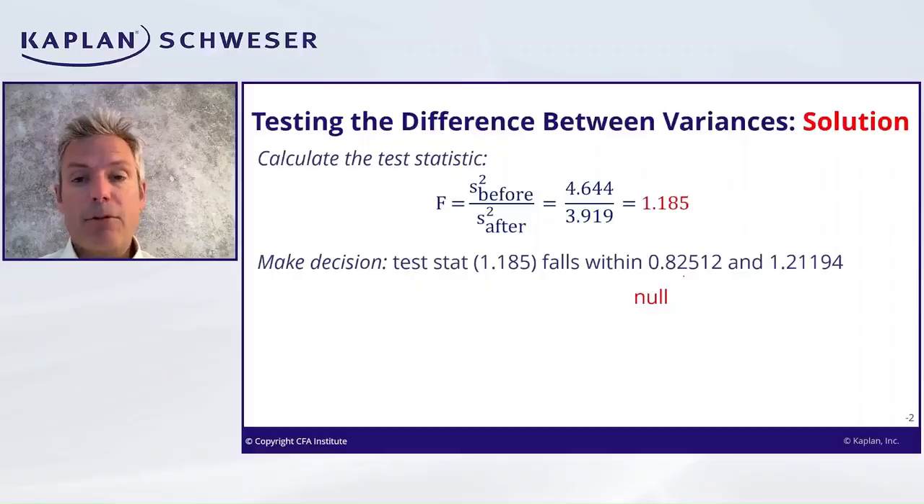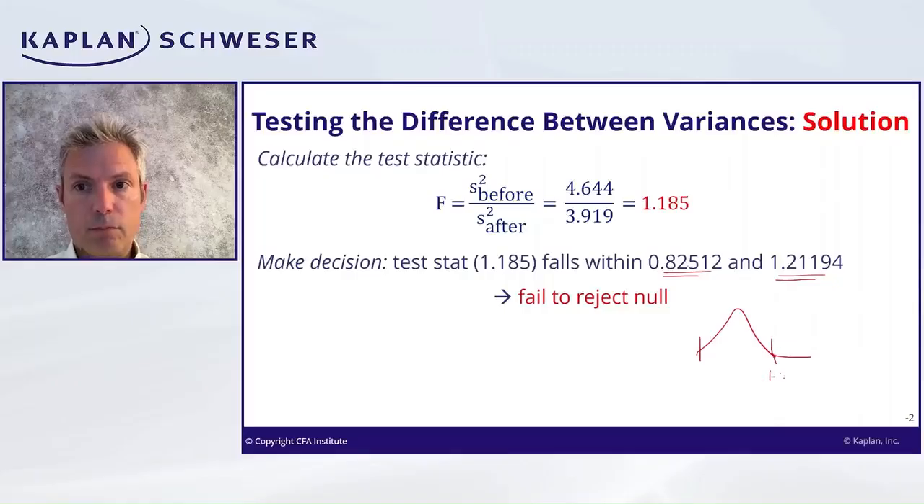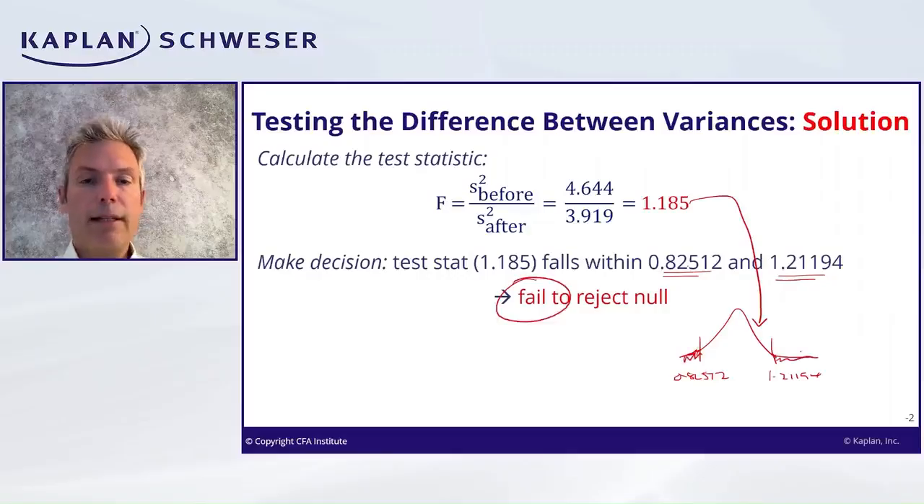Now, does that fall outside of the fail to reject zone? The answer is no. It does not. As we drew earlier, the fail to reject zone starts here, 0.82512, and ends there, 1.21194. And we've observed a test statistic that is inside it. It's about here. So we fail to reject the null. You always remember the rejection zones are the tails, or the single tail in a one-tailed test.